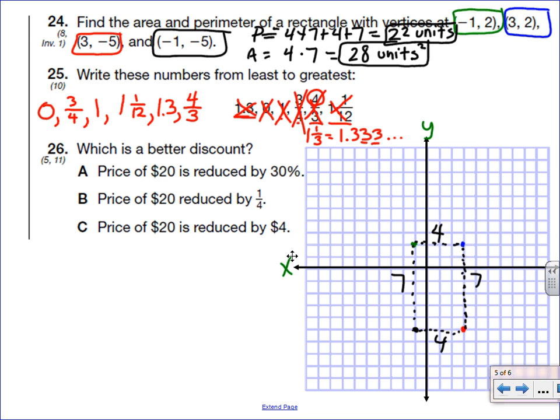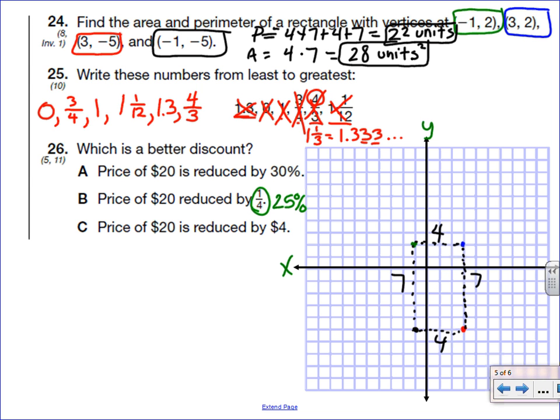Which is a better discount? The price of $20 reduced by 30%, the price of $20 reduced by 1/4, or the price of $20 reduced by $4. So one way to do this is to compare the percents. One that you should know offhand is that 1/4 is 25%. So right away you can see that 30% is bigger than 25%. So 30% would be a better discount.